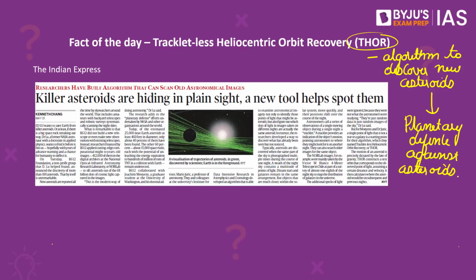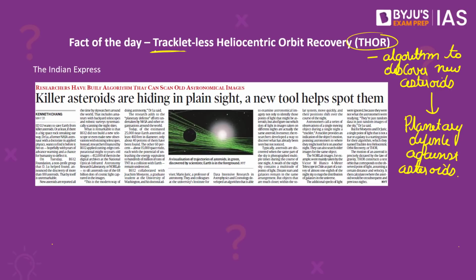Previously, asteroids were discovered using something known as tracklets. This involved photographing the same part of the sky multiple times during the course of one night. While stars and galaxies remain in same arrangement, moving objects such as asteroids shift their positions. While closer asteroids move faster, the farther ones move relatively slower. Astronomers call a series of observations of a single moving object as tracklet.